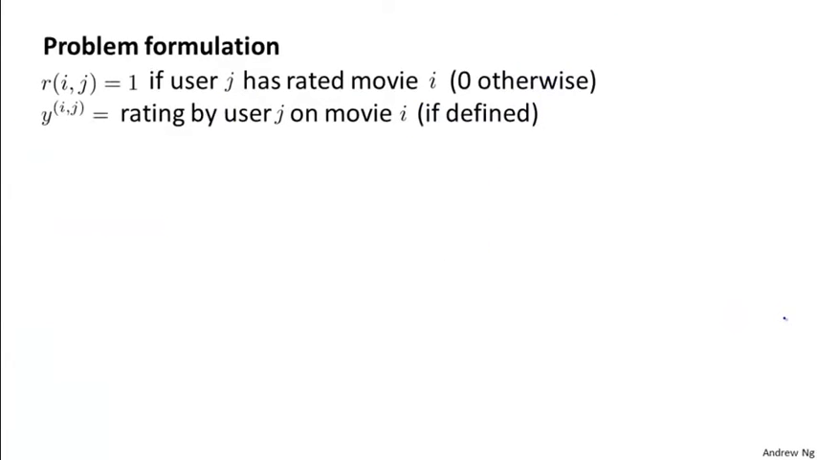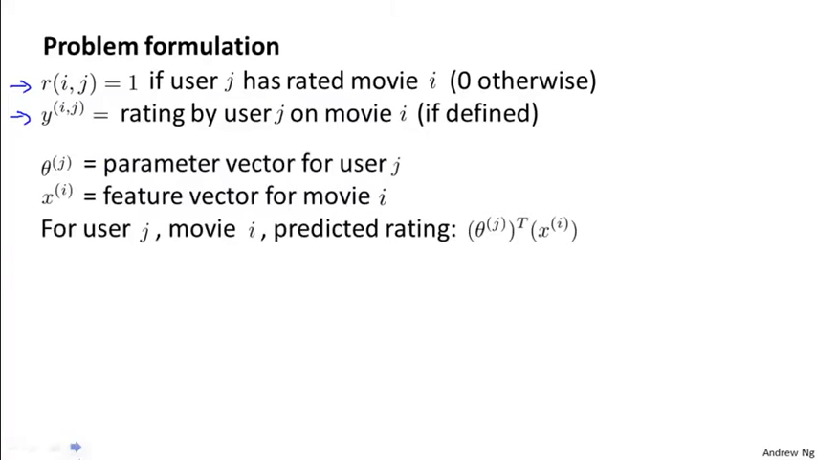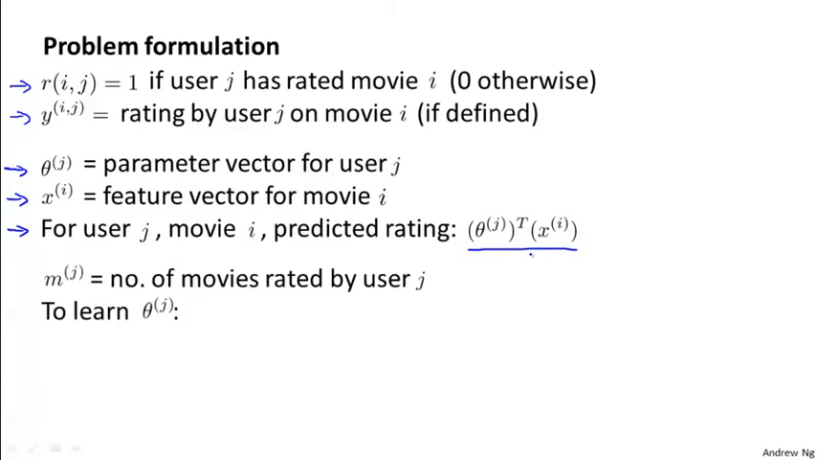More formally, here's how we can write down the problem. Our notation is that Rij is equal to 1 if user j has rated movie i, and Yij is the rating of that movie if that rating exists, that is, if that user has actually rated that movie. And on the previous slide, we also defined theta j, which is a parameter for each user, and xi, which is a feature vector for a specific movie, and for each user and each movie, we predict that rating as follows. So let me just temporarily introduce one extra bit of notation, mj. We're going to use mj to denote the number of movies rated by user j. I'm going to need this notation only for this slide.